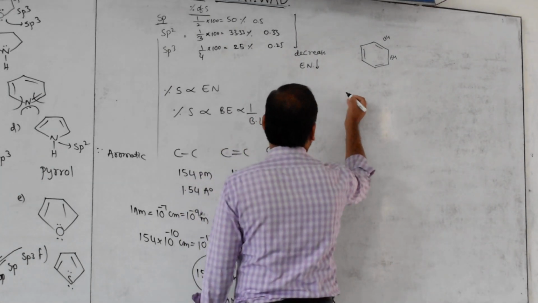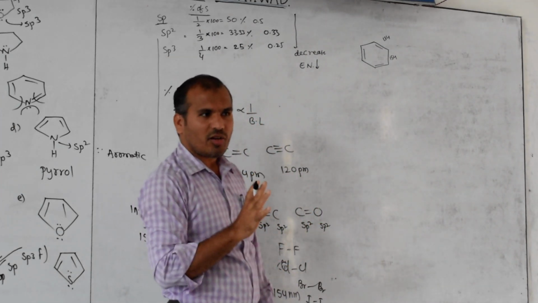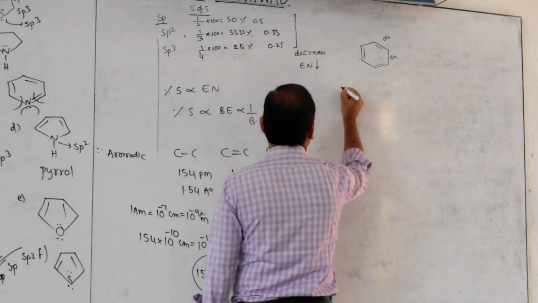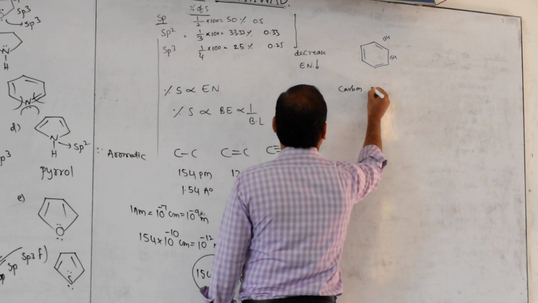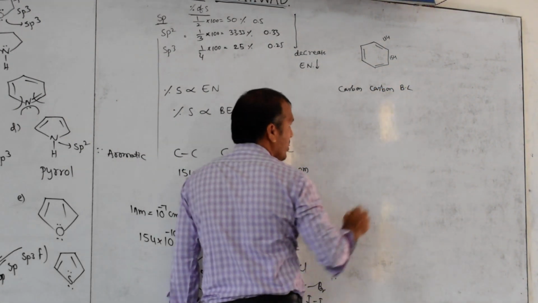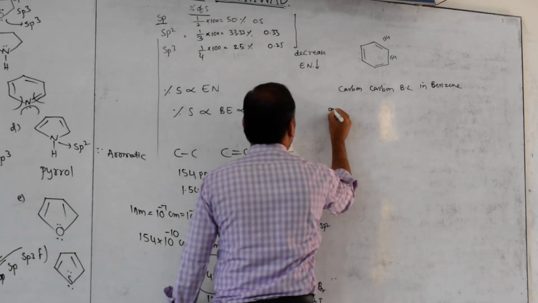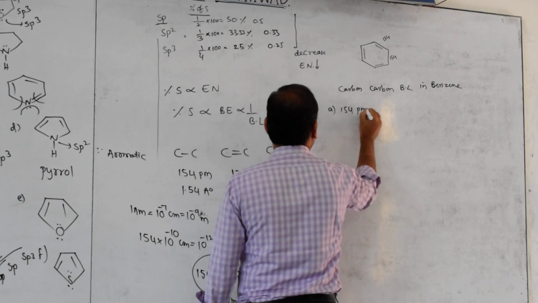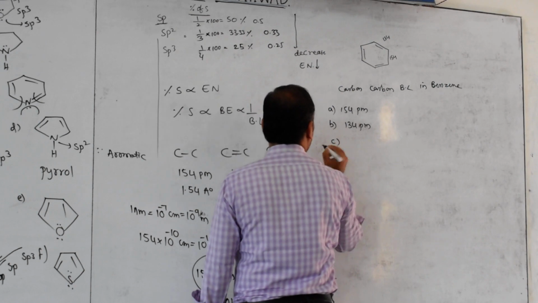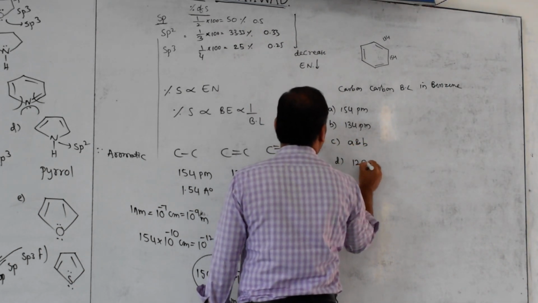So what is the carbon-carbon bond length they are asking? They have not mentioned double bond, they have not mentioned single bond. They are asking what is the carbon-carbon bond length in benzene. Option A is 154 picometer, option B 134 picometer, option C A and B, option D 129 picometer.